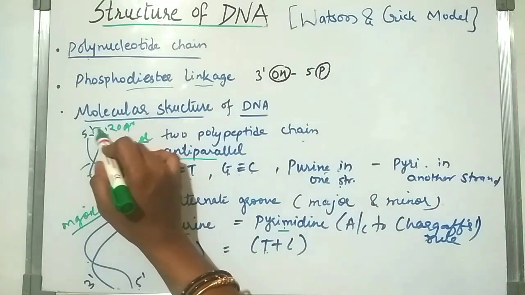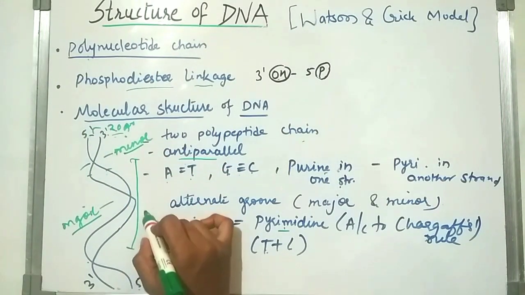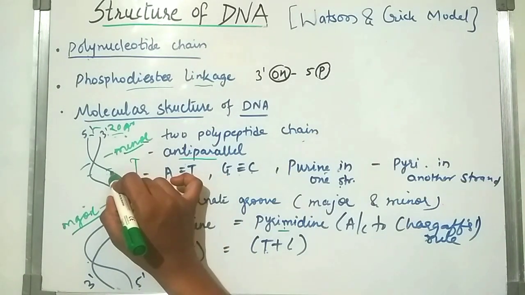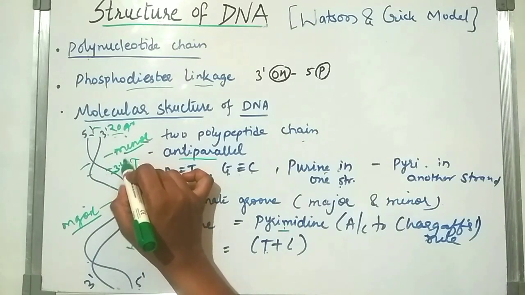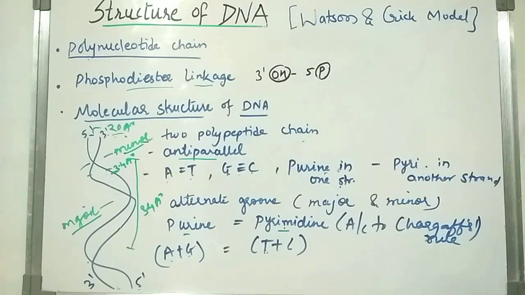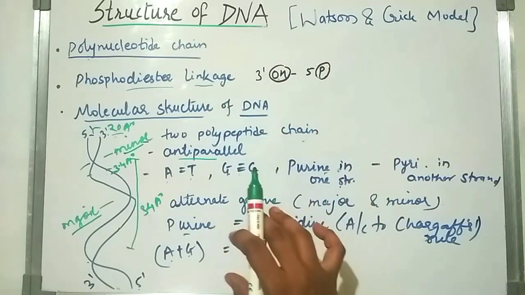So here you can see the helical structure diameter will be 20 angstrom. The pitch will be 34 angstrom, and 10 base pairs will be there, which means one base pair distance will be 3.4 angstrom. You have to remember these points for the structure of DNA. So this is all about the structure of DNA. What have we seen? Three components: phosphoric acid, pentose sugar, nitrogenous base; then nucleoside, nucleotide, polynucleotide chain, phosphodiester linkage, and the molecular structure of DNA. You have to remember these points.